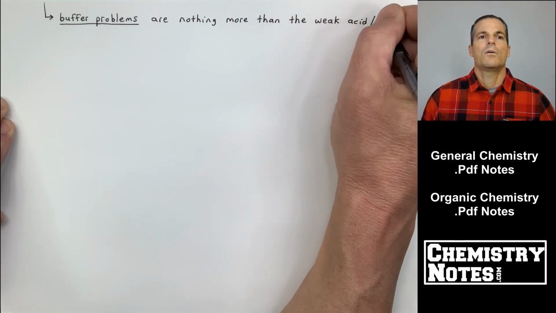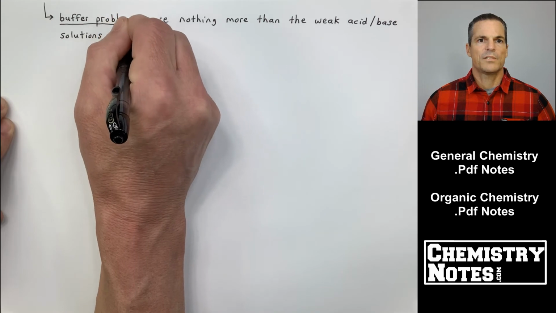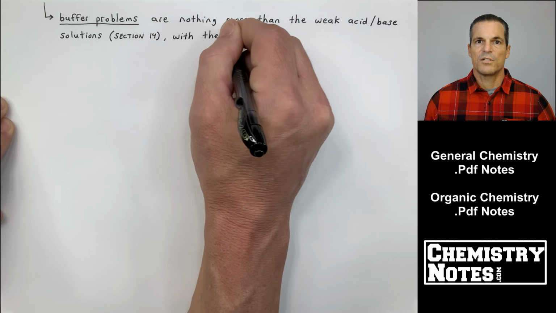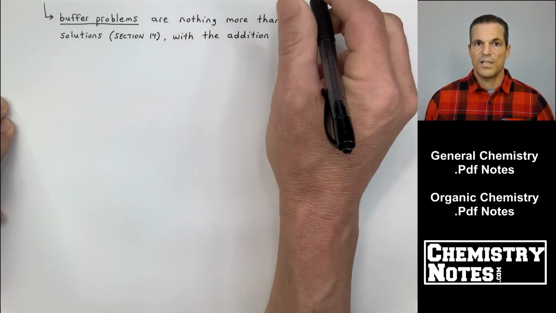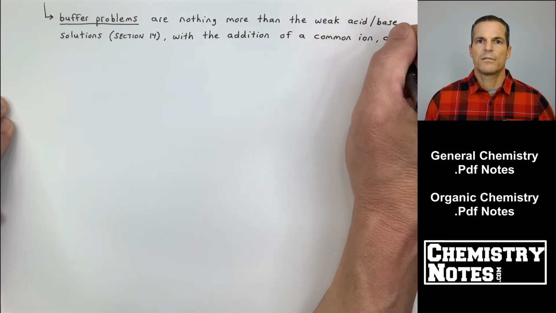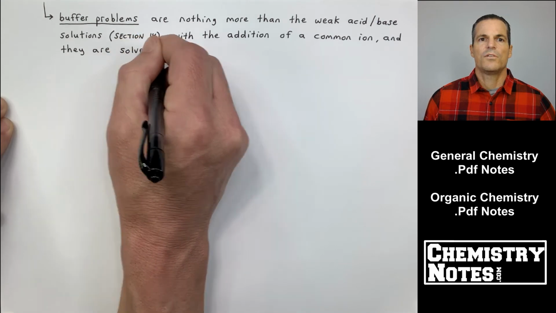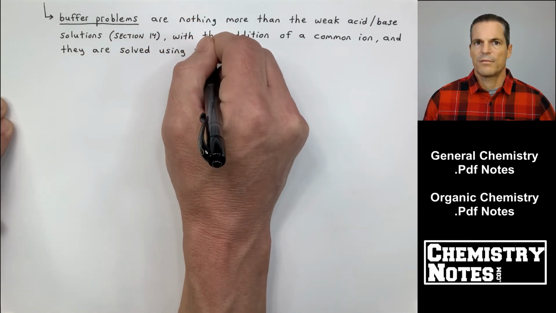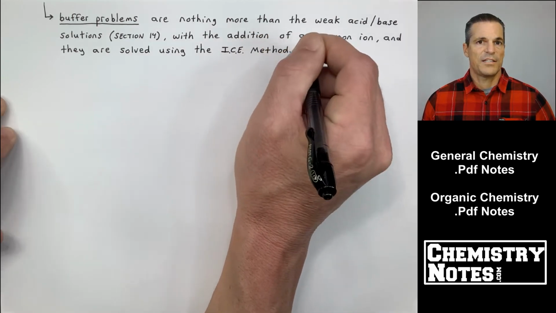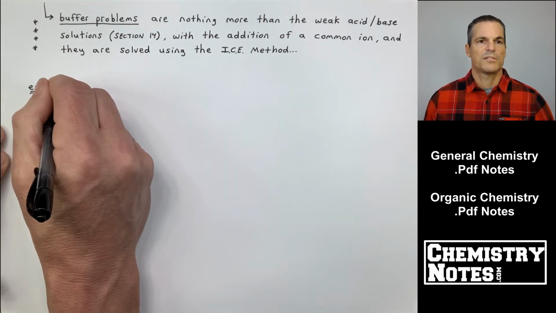All right. So top of the next page of notes here, it says the following. Buffer problems are nothing more than the weak acid or weak base solutions that we did a lot of in section 14 with the addition of a common ion, and they are solved using the ICE method. Okay, we'll learn later on in section 15 about something called the Henderson-Hasselbalch equation, but for right now, let's just assume that we're going to use the ICE method to solve these.